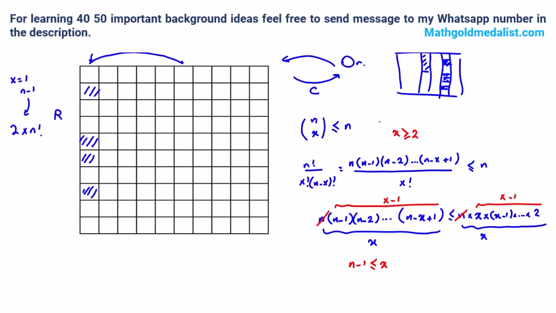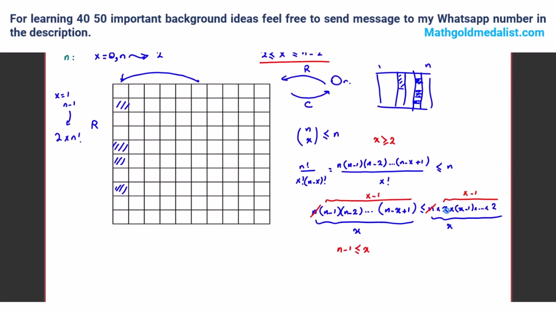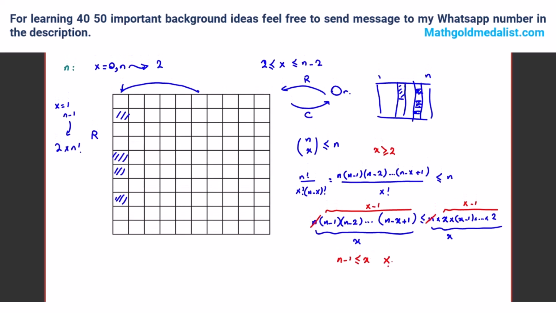Because we said here, we should consider only x at least 2. So because the beginning number is 2, x is greater than or equal to 2, so n minus 1 is less than or equal to x. But that's a contradiction because we said that x is less than or equal to n minus 2.